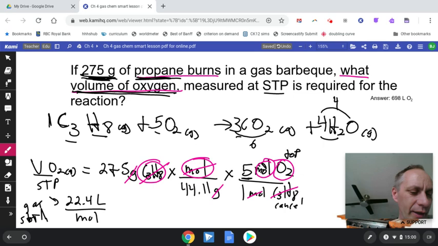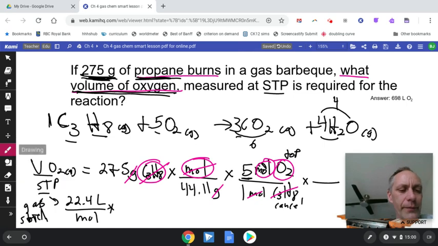Oh, that is messy. Stoich. Believe it or not, that says gas stoich. So for any gas stoich problem, if it's at STP, we can use this value. So how would I write that in here? I need to cancel out moles.